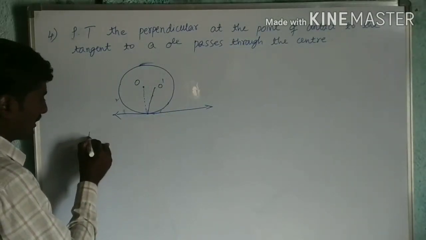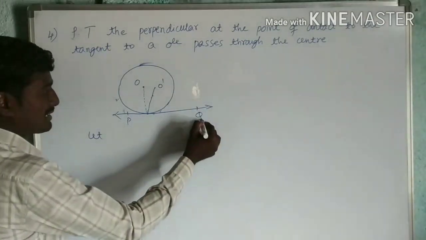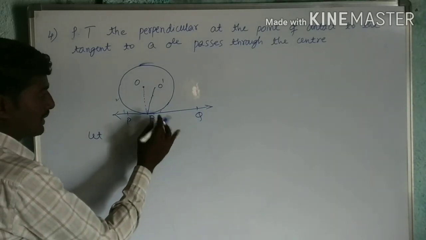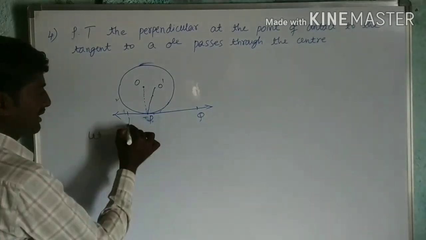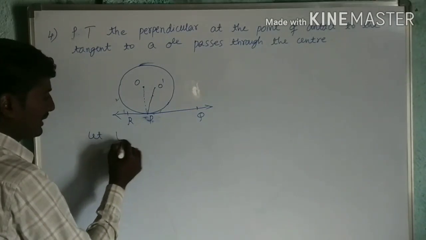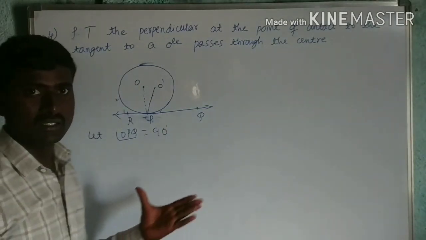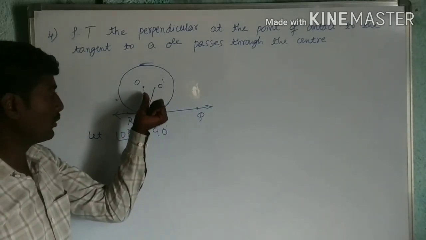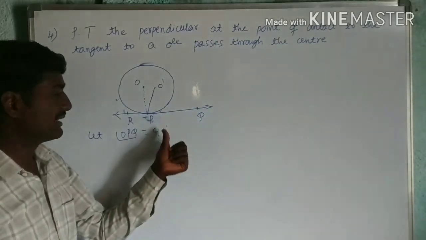So now let this I'll take as P and this I'll take as Q. Initially I can write O, this I'll take as P, this as Q, and this I will take as R. Initially I can write angle OPQ is equal to how much? 90 degree. Can I write it? Because this is a perpendicular, OPQ is the perpendicular. So I can write it as a 90 degree.